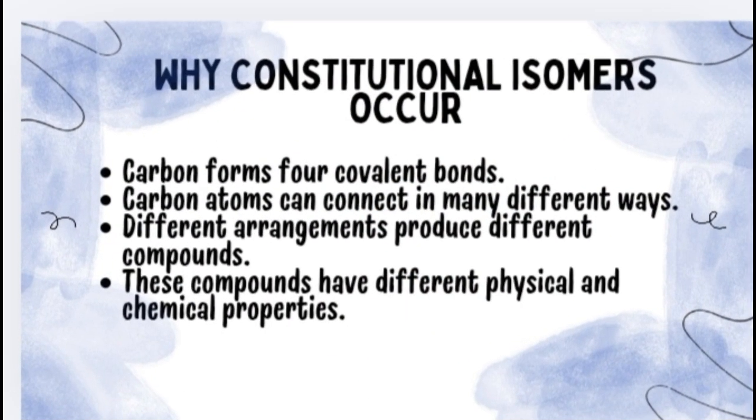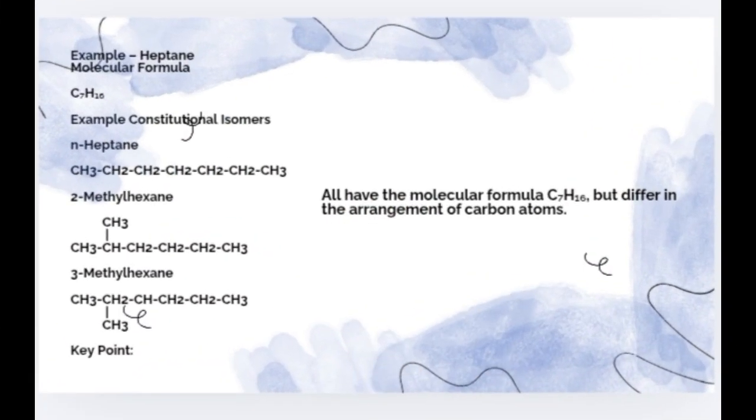So, why do constitutional isomers occur? Carbon can form four covalent bonds. So, flexible kaayo siya sa pag-connect sa uban carbon atoms. Because of this, different arrangements are possible. These different arrangements produce different compounds with different physical and chemical properties, even if they have the same molecular formula. So, let's proceed.